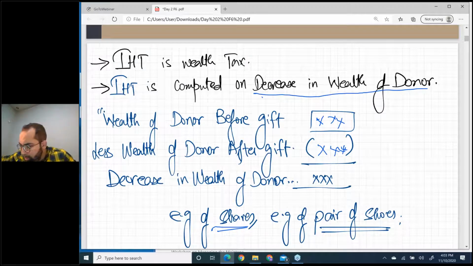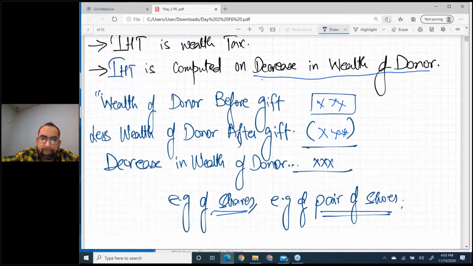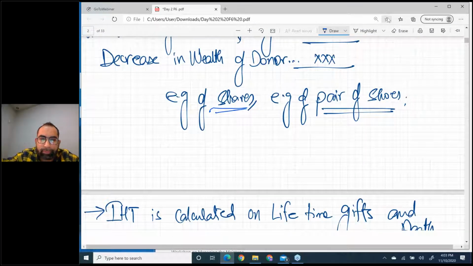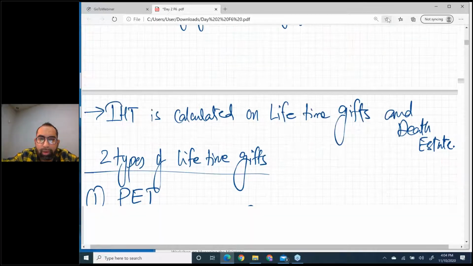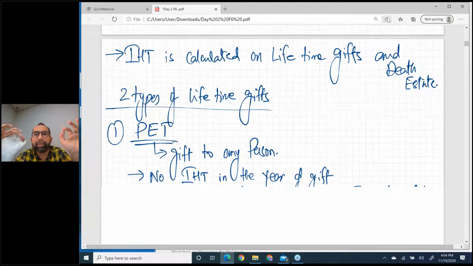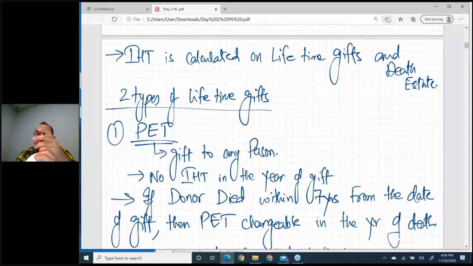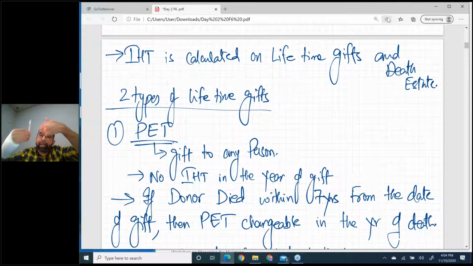Now, moving forward to the next slide. Very important: IHT is normally calculated on two things. Number one, lifetime gifts, and number two, death estate. Lifetime gifts means you have given a gift to your son or your daughter or anybody permanently, forever. So this is called lifetime gifts, and lifetime gifts are given when you are alive.